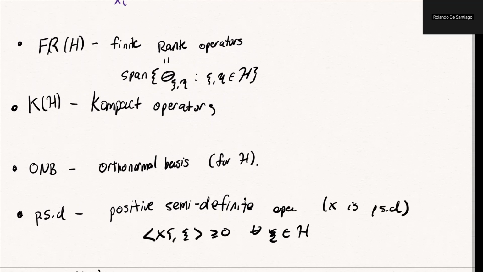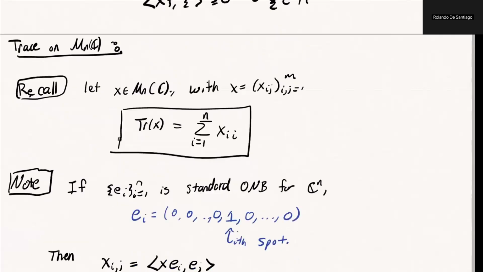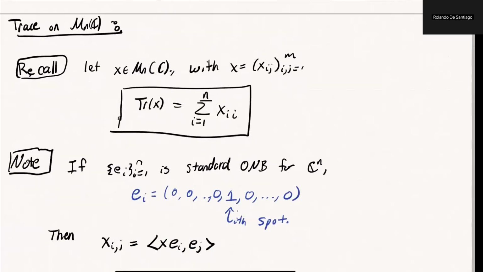Okay, with that out of the way, let's just look at some finite dimensional stuff. So we have this object called the trace on matrices. And so if I take a matrix and I look at its entries, the trace of that operator is the sum of the entries along the diagonal. Now there's another way to write this. If you start with the standard orthonormal basis for the Hilbert space Cn, in this case, e_i is the vector that's 0 everywhere, except it has a 1 in the ith location.